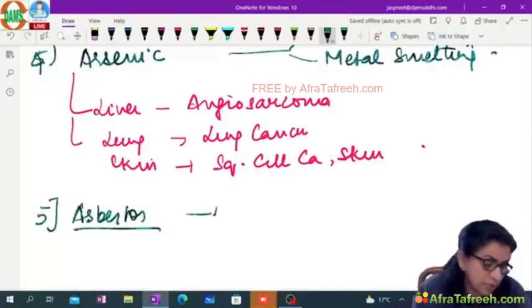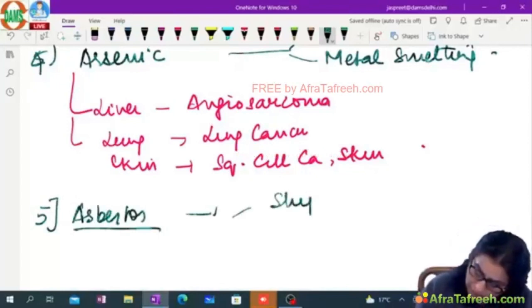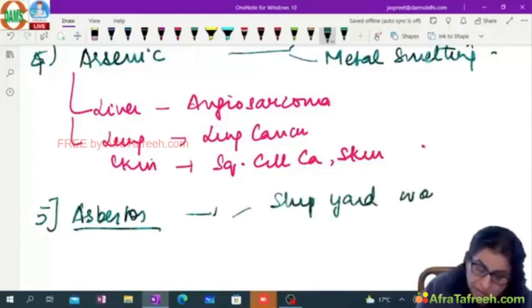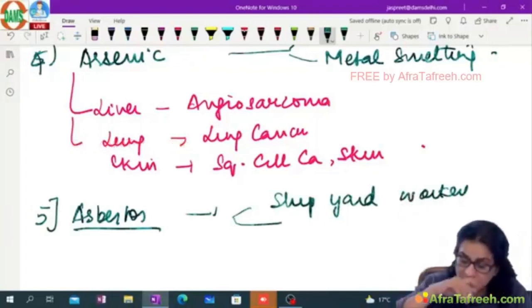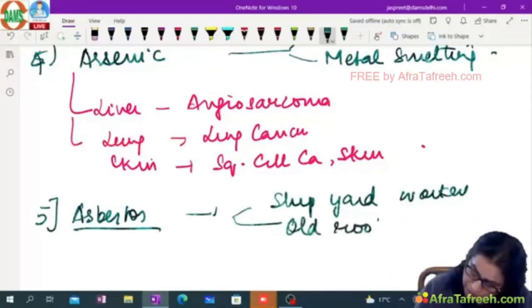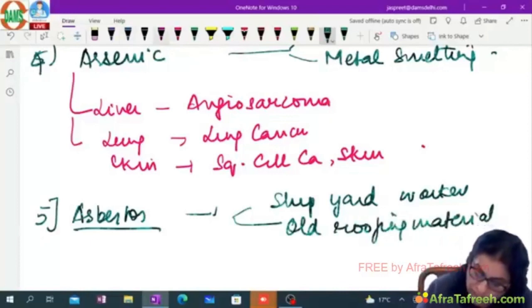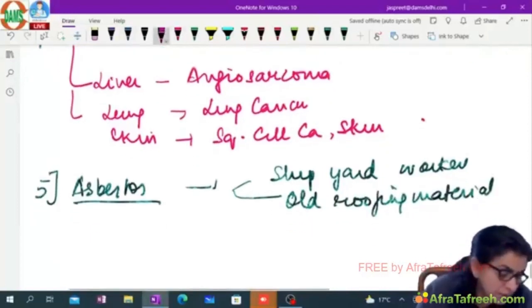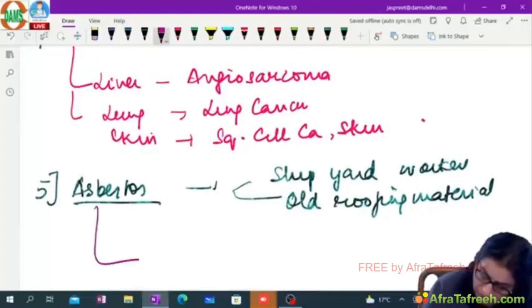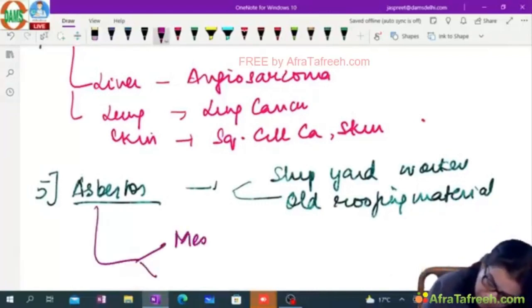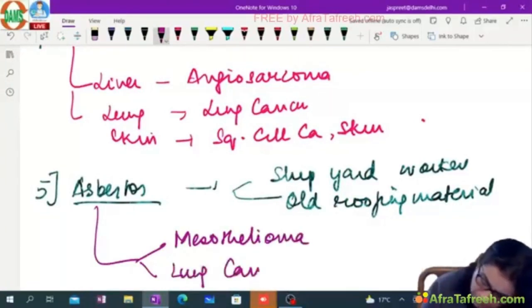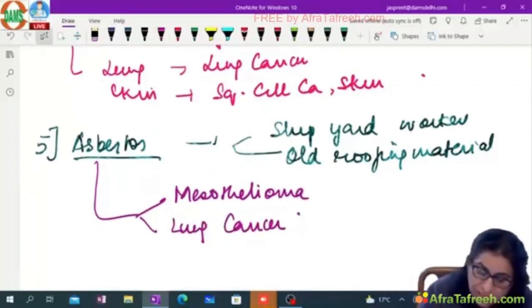Asbestos exposure occurs in shipyard workers, and old roofing material also has asbestos. And this asbestos can cause two cancers: number 1, mesothelioma, and 2, lung cancer. So it can cause mesothelioma as well as lung cancer.